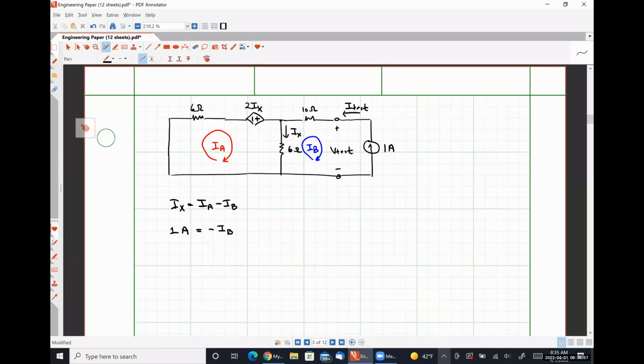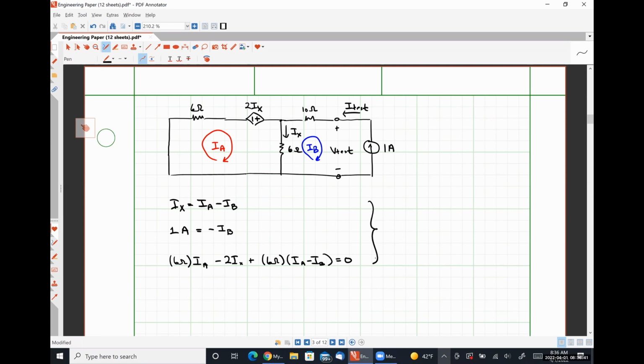Okay. Since that current source is a perimeter current source, we're not going to have to come up with some sort of super mesh equation. So we can simply apply Kirchhoff's voltage law around mesh A. So that's going to look like 6 ohms times IA minus twice IX plus 6 ohms times IA minus IB is equal to 0.